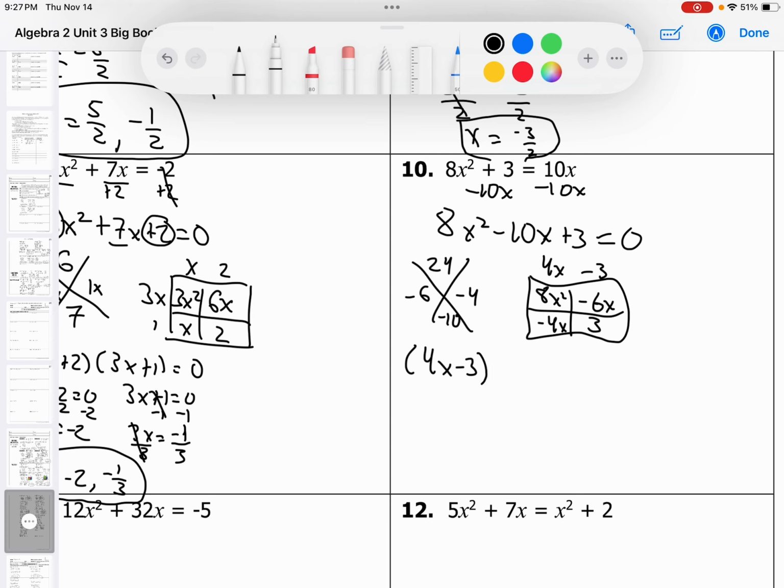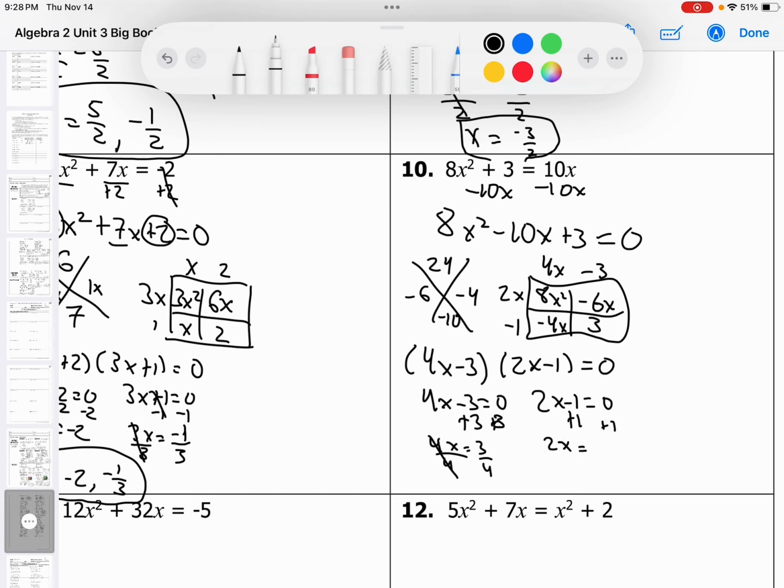And then 8x squared and negative 6x would have 2x in common, and negative 4x and 3 would have negative 1 in common. So 2x minus 1 will be the other factor. For 4x minus 3 equals 0, this is going to give me that x equals 3 over 4. And for 2x minus 1 equals 0, this is going to give me that x equals 1/2. So we're going to have x equals 3/4 and 1/2.